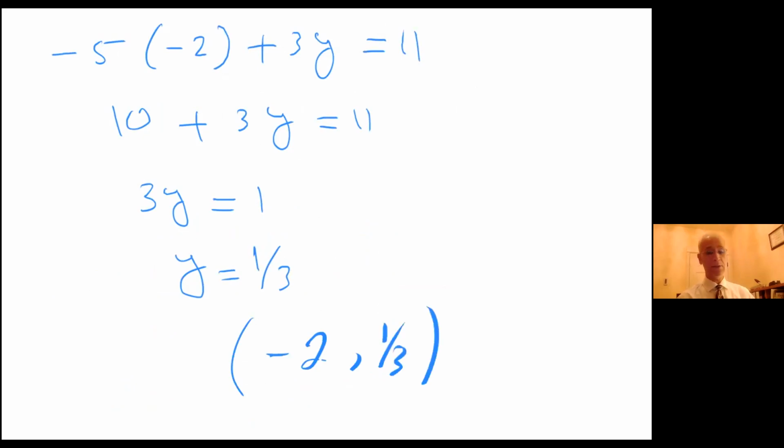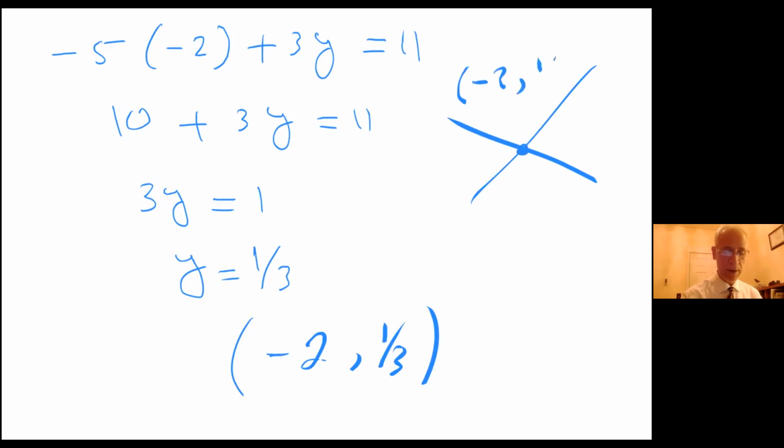And so that means that we have two lines that intersected at negative 2, comma 1/3, a unique solution. Remember, two linear lines can only intersect once. Okay, so let's now have an example of, say, infinitely many solutions.